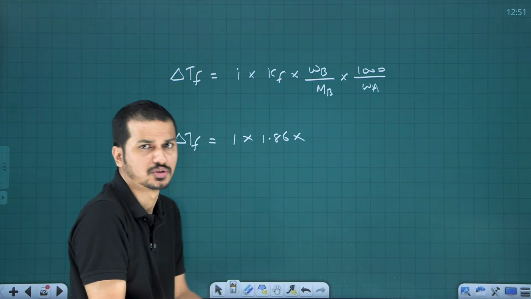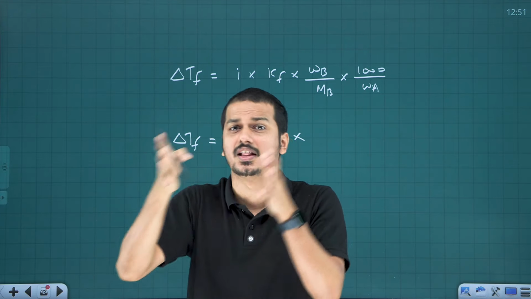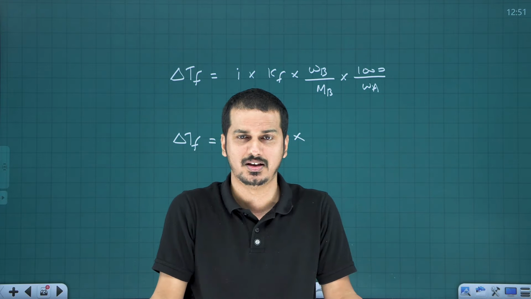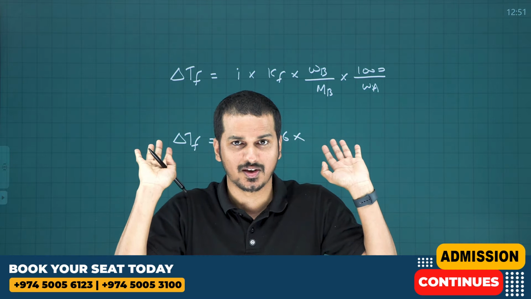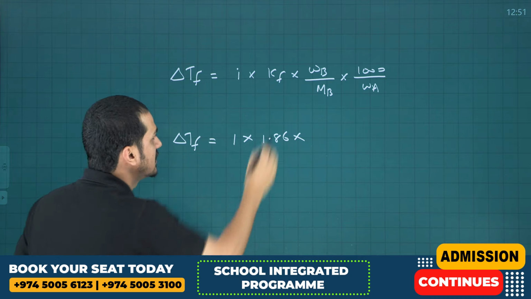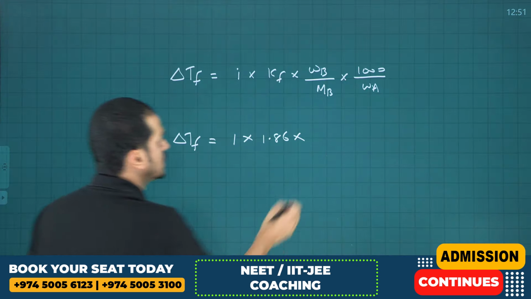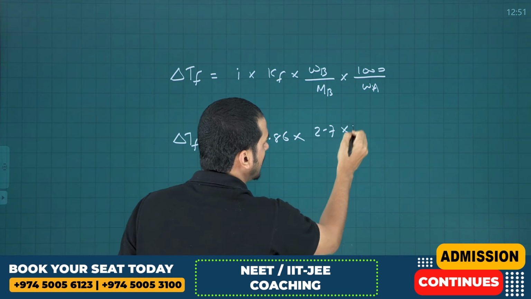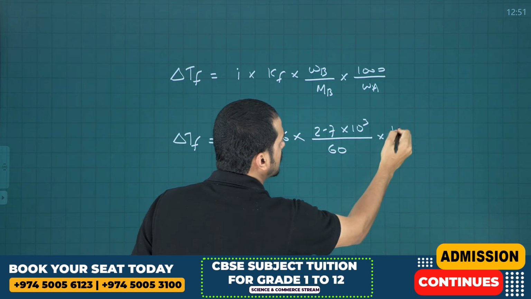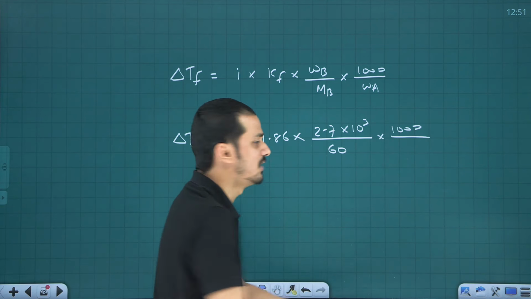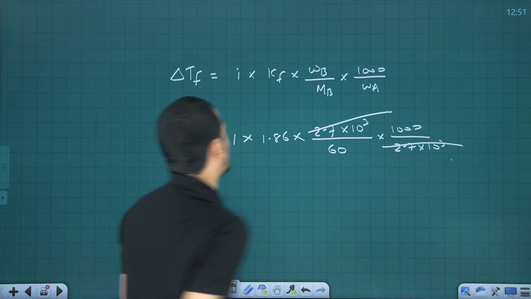To deviate you, to guide you in a false way, they will give you a lot of other information. So whatever information we require, that alone we have to fetch from the question. So that is 1.86 into WB. What about WB? Both are 2.7 kilogram, so into 10 raised to 3. Molar mass of solute acetic acid is 60, into 1000 divided by water, also given 2.7 into 10 raised to 3. So I can cancel this, dears.